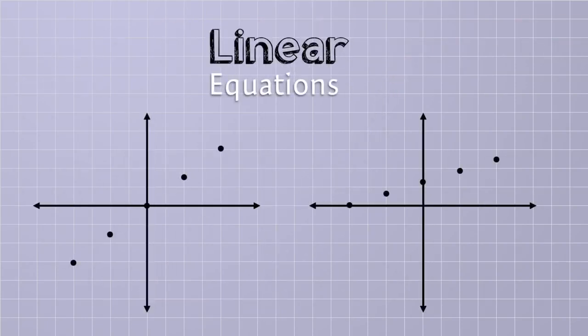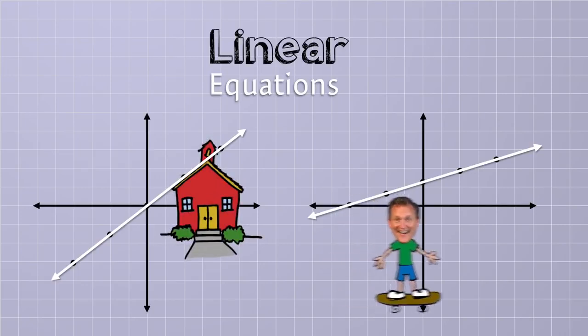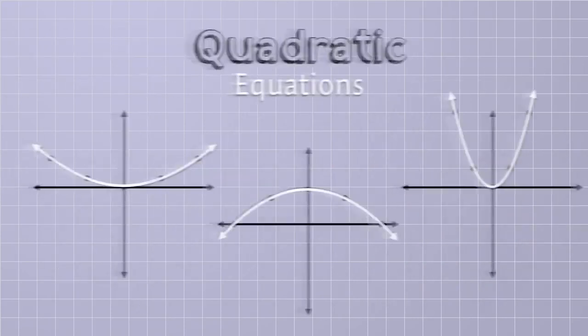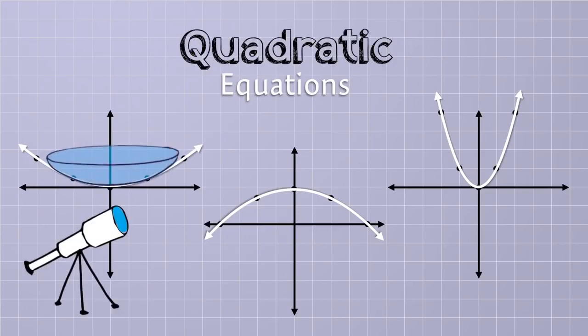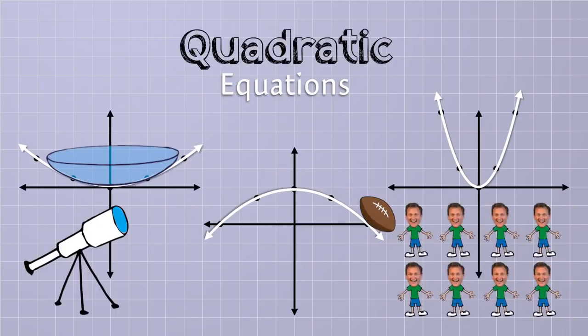For example, there's a whole class of equations in algebra called linear equations because they form straight lines when you graph them. Those sorts of equations could help you describe the slope of a roof or tell you how long it will take to get somewhere. Another class of algebraic equations, called quadratic equations, can be used to design telescope lenses, or describe how a ball flies through the air, or predict the growth of a population. So algebra is used all the time in fields like science, engineering, economics, and computer programming.